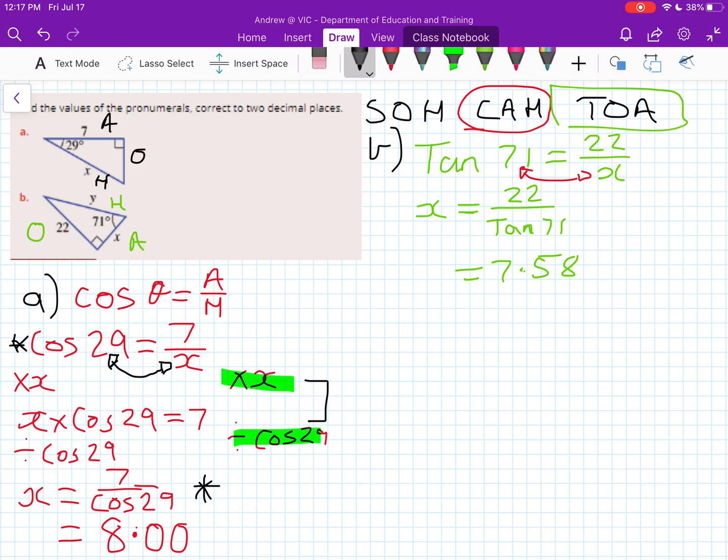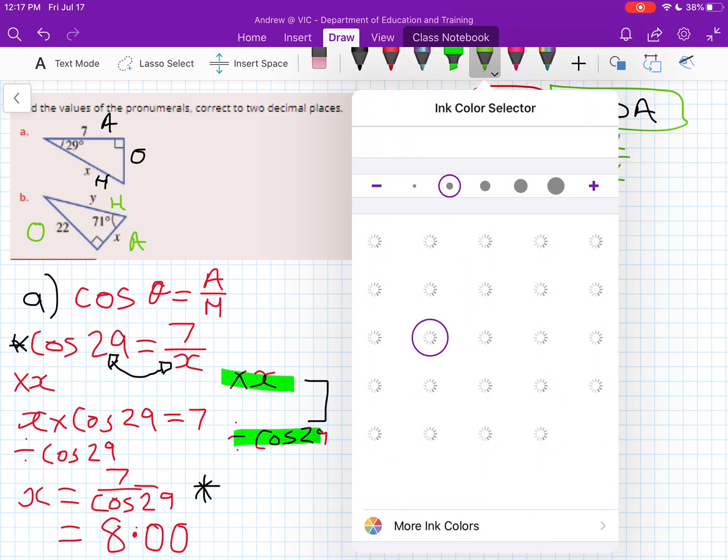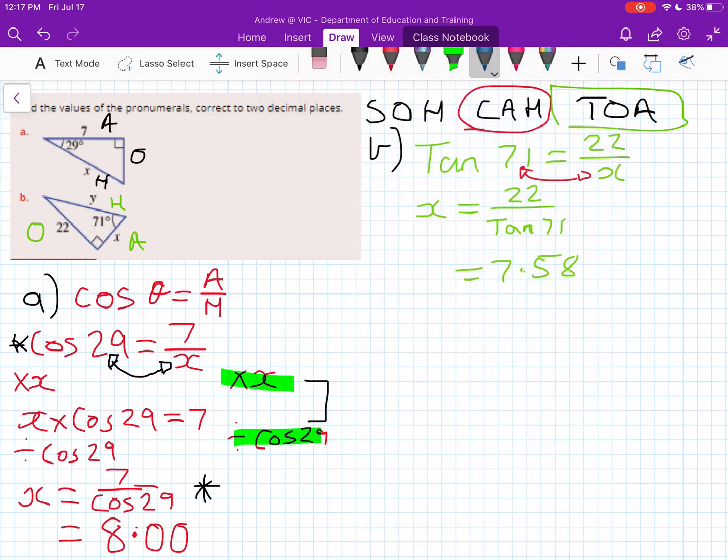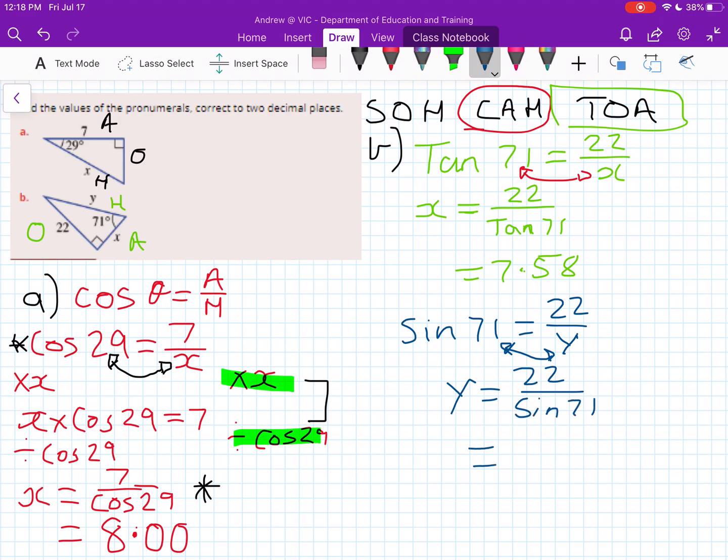Now let's find y. I'll do this in a different color. We'll do this in dark blue. Alright, so here we'll find y. So let's set up this one, y, and using O and H, okay, the opposite and the hypotenuse. So this is sine. So sine of 71 is equal to opposite over hypotenuse, so 22 over our hypotenuse, which is y. So with this, I'm just going to swap these 2 over, just doing those 2 steps that I said before. Y is equal to 22 on sine 71. So when you work out this, y then should hopefully equal 23.27 once you put it into your calculator.